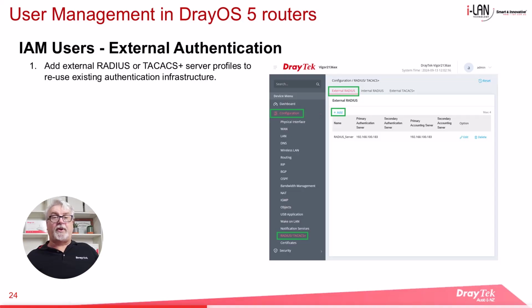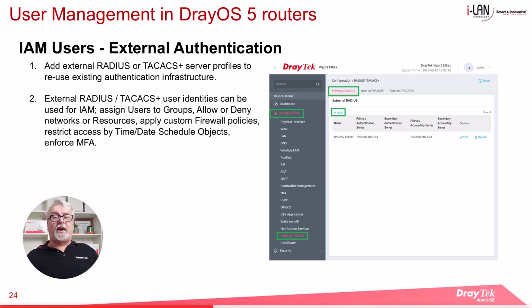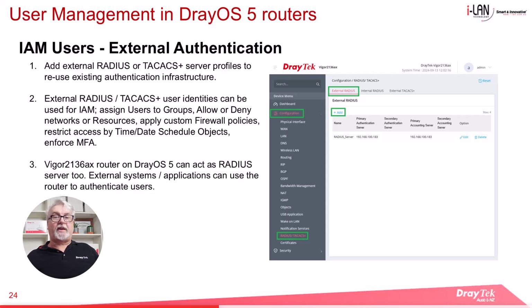DrayOS 5 supports integration with external Radius and TACACS Plus servers, so if you're already using a Radius or TACACS Plus system to manage user identities, it's not necessary to recreate all of the users from scratch on the bigger 2136AX. Users from these systems can be used just like IAM users stored on the router and allowed or denied access to networks and IAM resources, added to IAM groups, or assigned custom firewall policies. DrayOS 5 also allows the 2136AX router itself to function as a Radius server too. So you can also use IAM users created on the router for authentication to third-party systems.